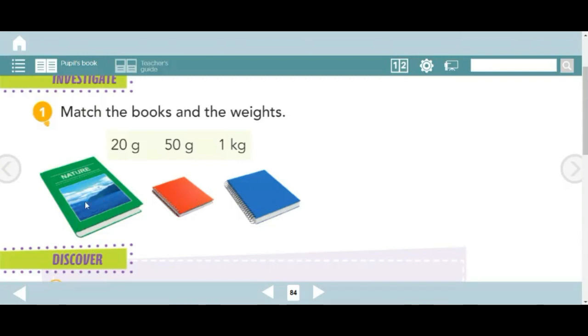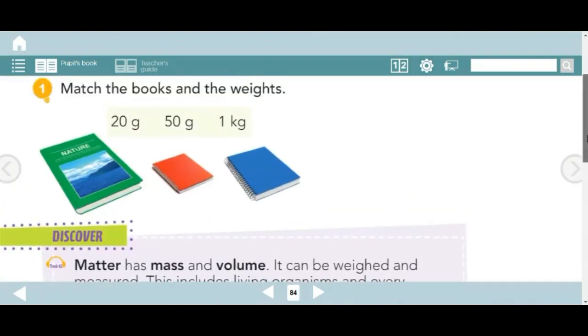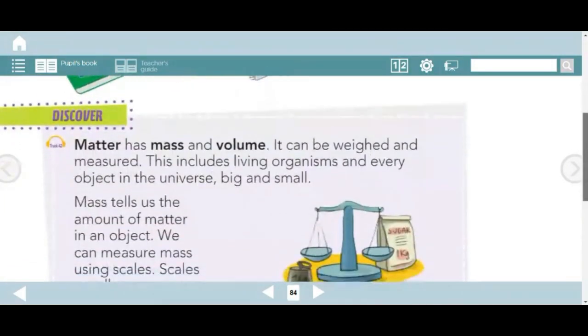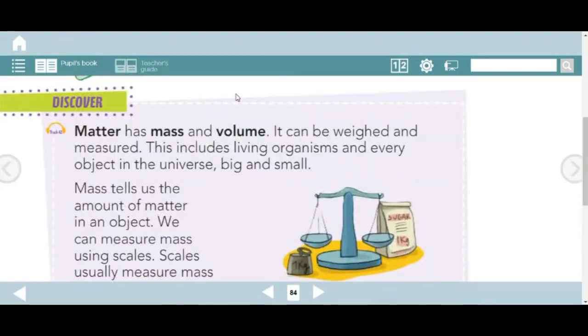And they are giving you some weights: 20 grams, 50 grams, and 1 kilogram. What you have to do is match. You have to draw lines from 20 grams, 50 grams, and 1 kilogram. Think a little bit because you're very smart and you will do very well. The next thing you have to do, you have a text with the information. They say discover.